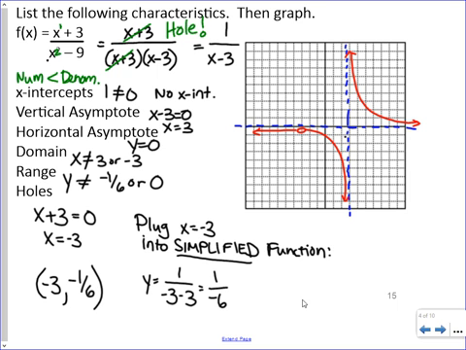Yep. Negative 3, negative 1/6 is my final answer for holes. That's where it is.